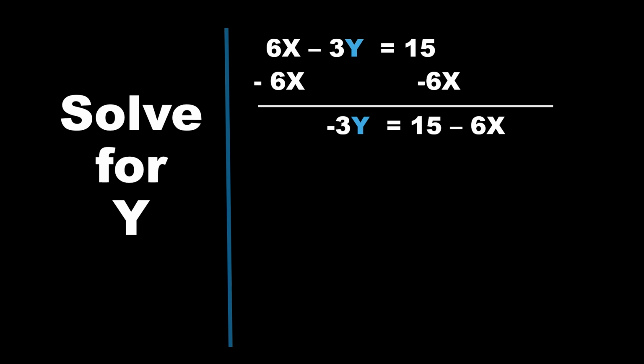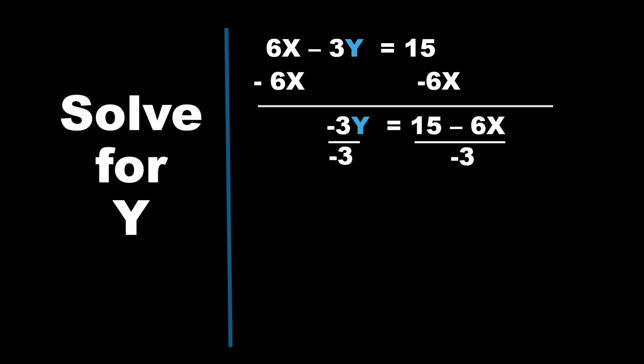Again, the 15 minus 6x, those are not like terms, so I'm going to just leave it as it is. Looking back at the y, it's connected to the negative 3 by multiplication. The opposite of multiplication is division, so I'm going to divide both sides by negative 3.